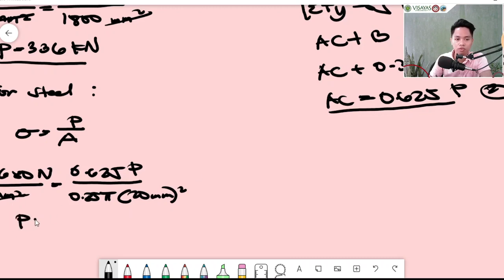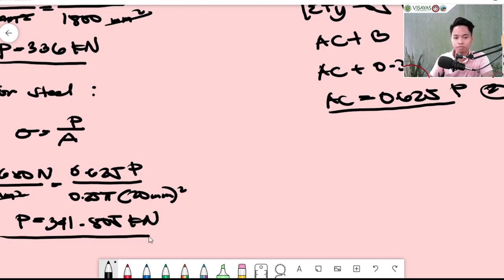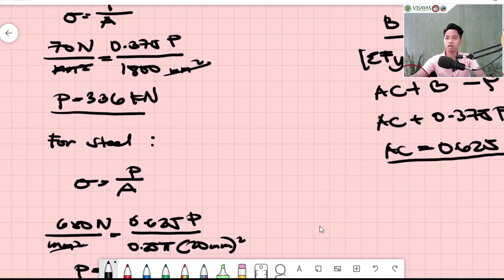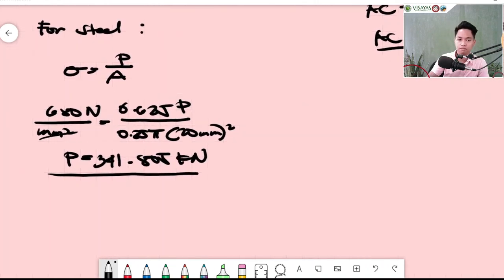So what would be the force for the steel? 680 times 0.25 pi times 20 squared divided by 0.625. I will convert it straight to kilonewton. That would be 341.805 kilonewton. So this is not yet your final answer. Next we have the aluminum for the pins.